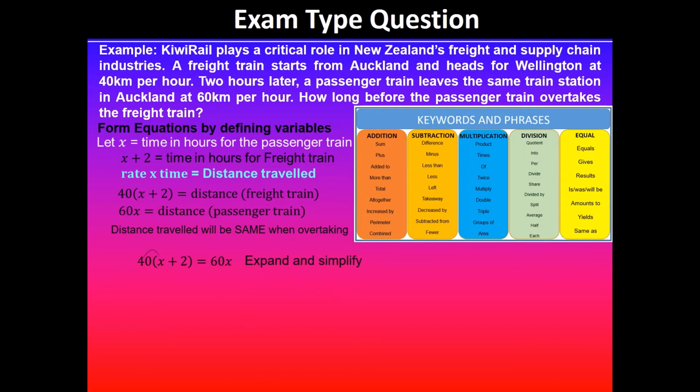So 40 times x gives you 40x. 40 times 2 is positive 80. And that is equal to 60x. And then we'll solve for x.